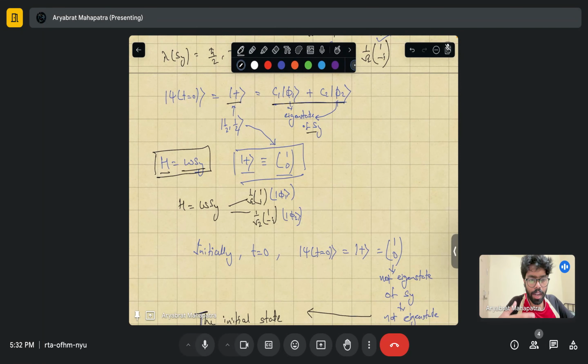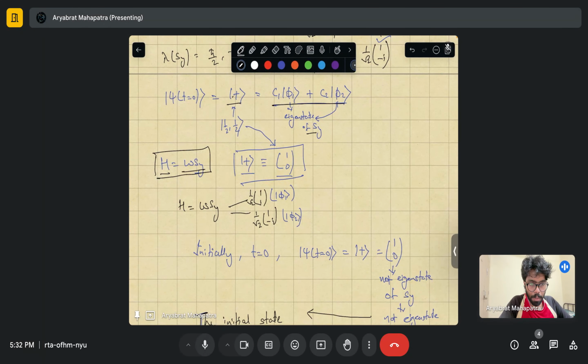You would say either in any one eigenstate, it could be the ground state, first excited state, or anything. So here in this Hamiltonian we have omega Sy, so we have only two possibilities, because we have two eigenstates of Sy: 1 by root 2 (1, i) and 1 by root 2 (1, minus i). Out of these two, none was the initial state, because the initial state was plus. So that means plus is some linear combination of 1 by root 2 (1, i) and 1 by root 2 (1, minus i). Now is it clear? Yes.